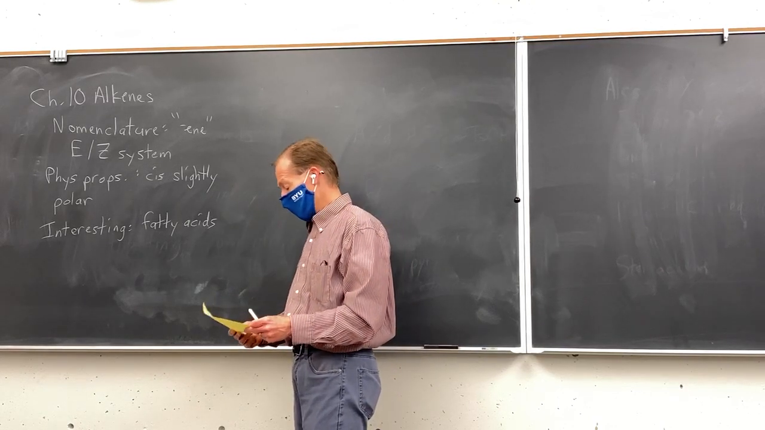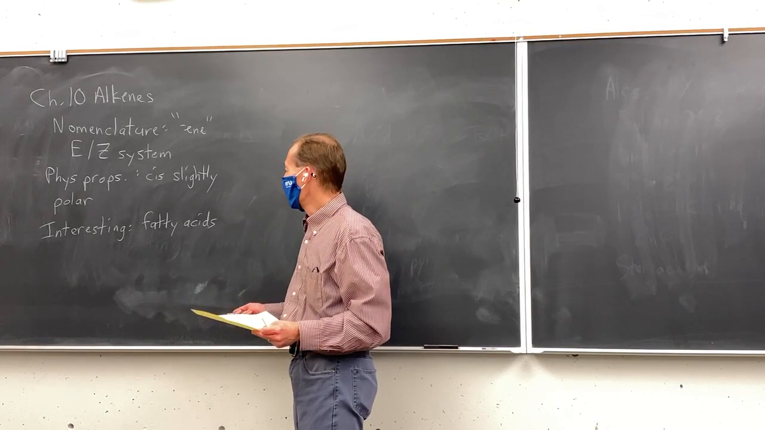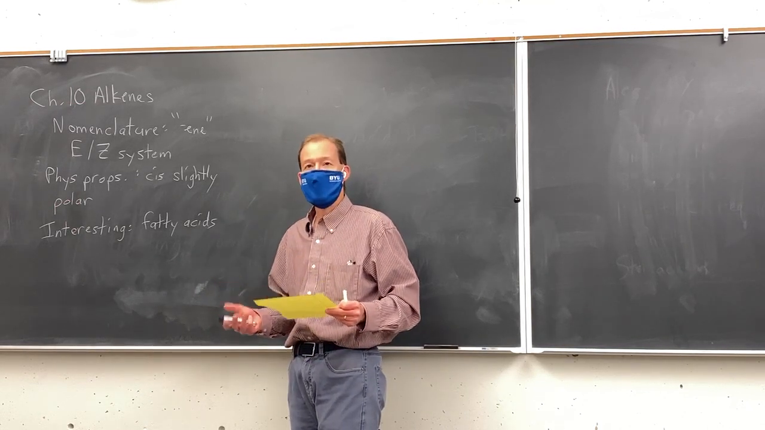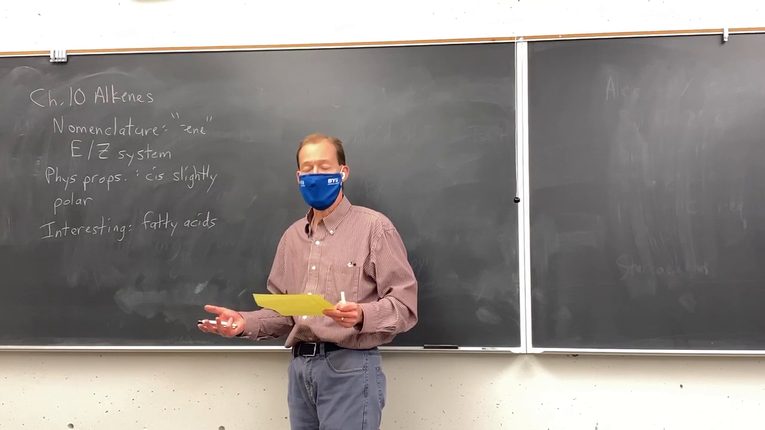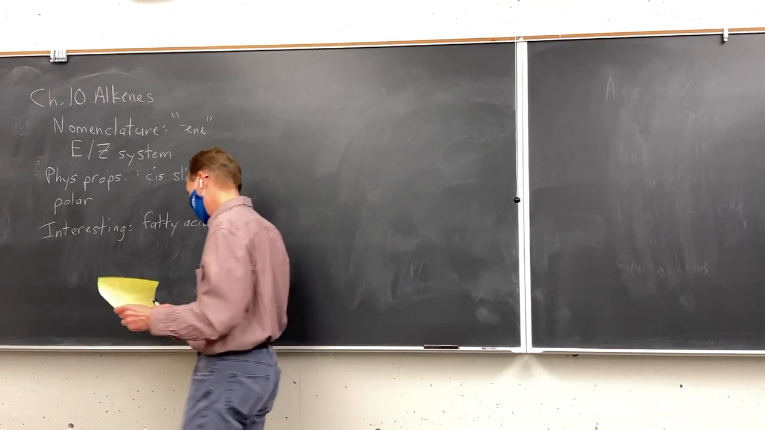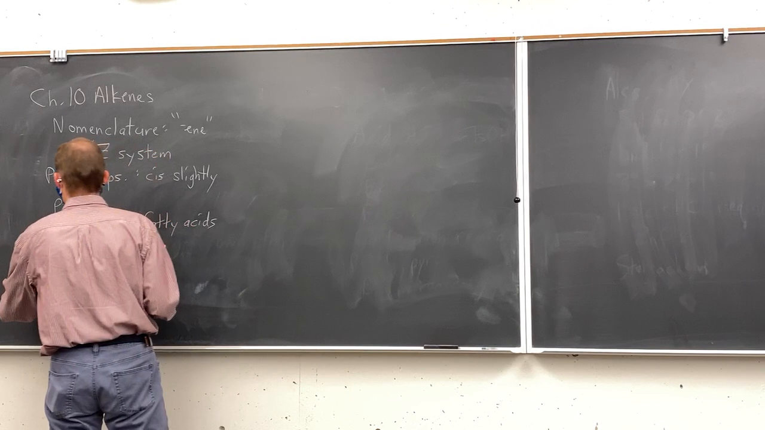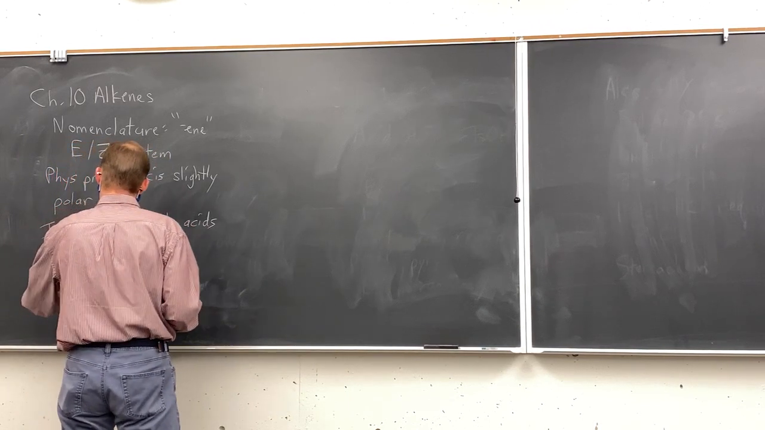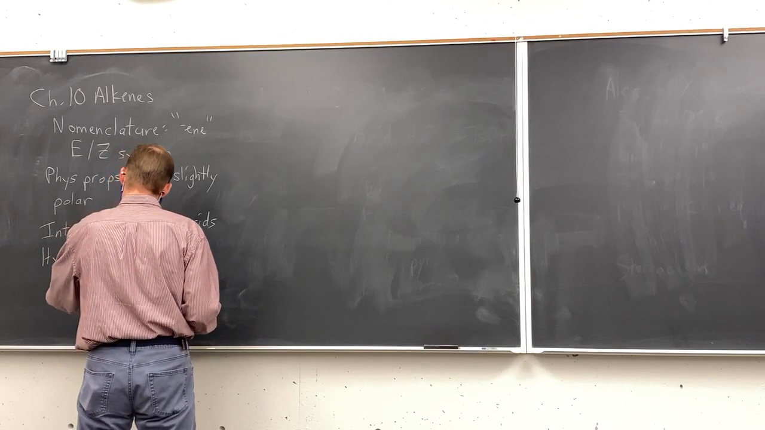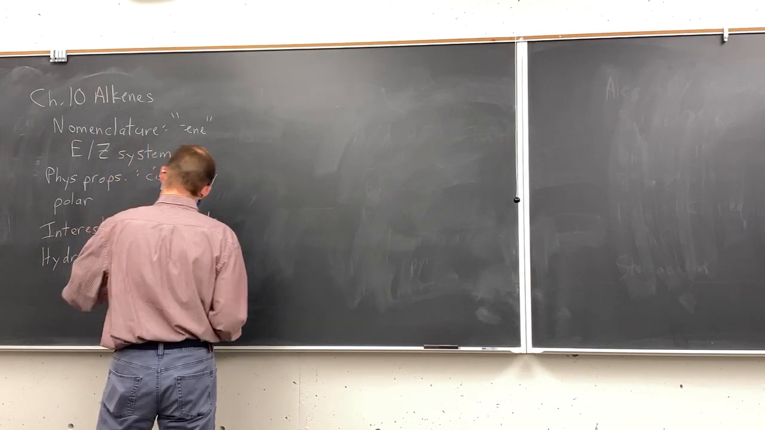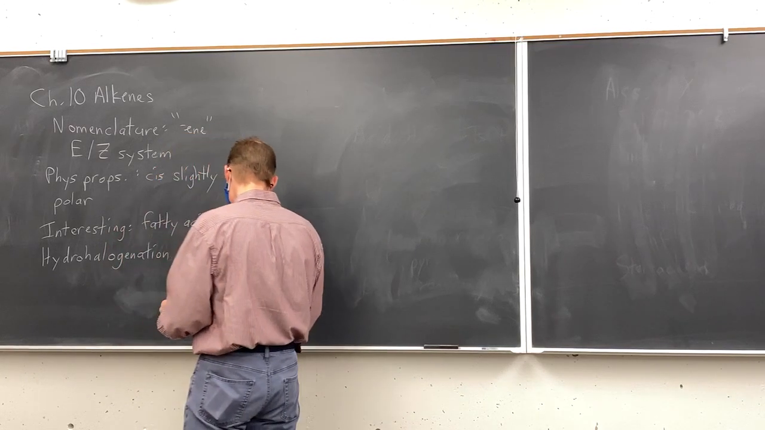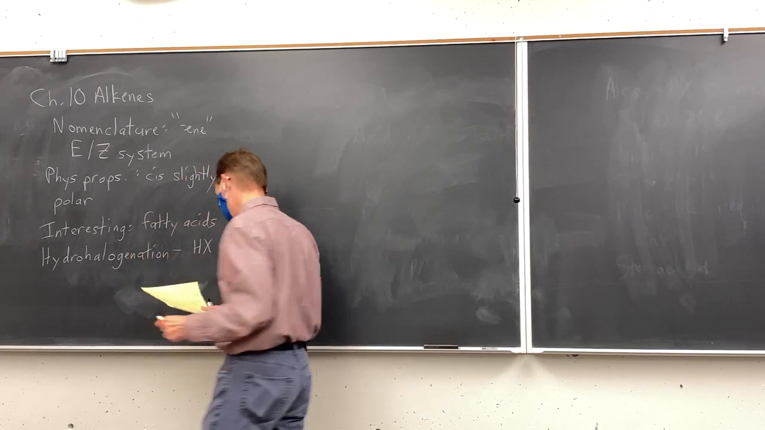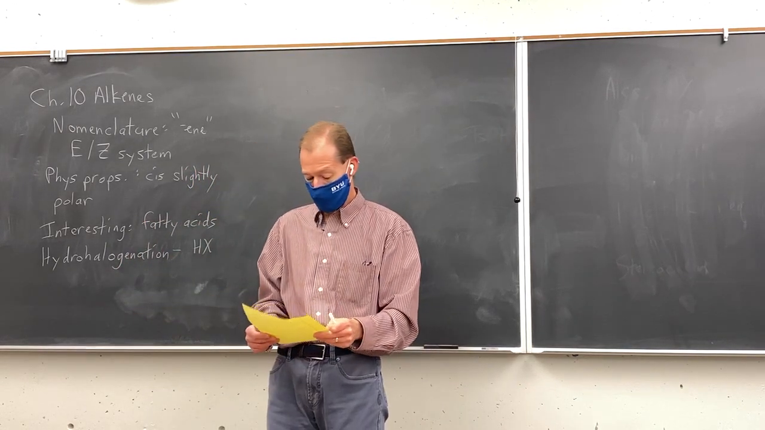Okay. So from there, we'd already learned how to make alkenes, so we didn't spend a lot of time on that. So the remainder of the chapter was spent on reactions of alkenes, which are all addition reactions. The first one we had was the hydrohalogenation. The hydrohalogenation reaction involves the addition of HX to an alkene.